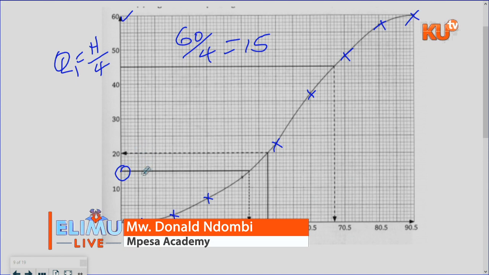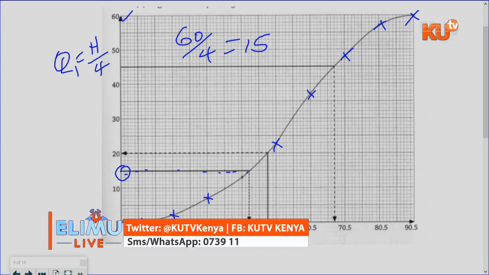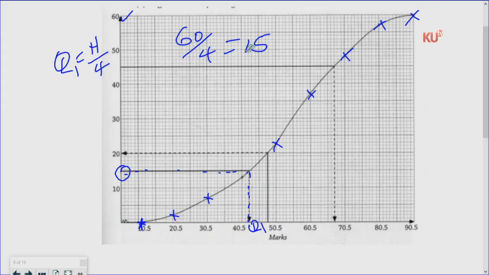So this is our 15 somewhere here. Then using a ruler and a pencil, you move like this, like that, to the graph. Then move down like this and read this value here. That will be our Q1. So remember, the value we calculate, n over 4, 15, we look for it on the y-axis. Then move with a ruler and a pencil to look for the corresponding value on the x-axis. Because this is the side where we have marks. Remember, on the y-axis, this side, we have what? We have cumulative frequency, or number of pupils. But the marks they scored are shown on this other side. Therefore, we check 15, move to the curve, then move down right there, Q1.